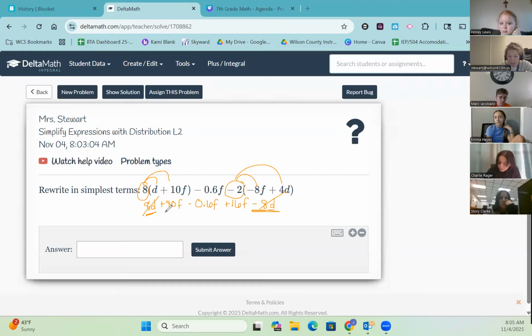Okay. Then we've got positive 80F, negative 0.6 and then positive 16F. All right. So if this is me, I'm going to wait and do my -0.6 at the end. I'm going to do 80 plus 16 first. Does anybody want to explain to me why I can do that? Why can I do that?